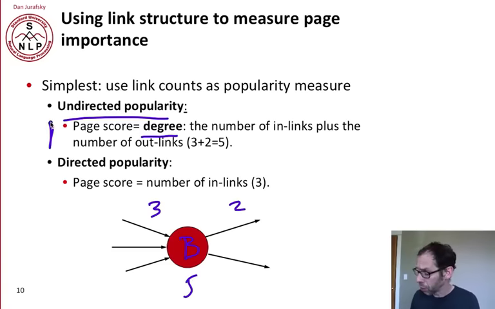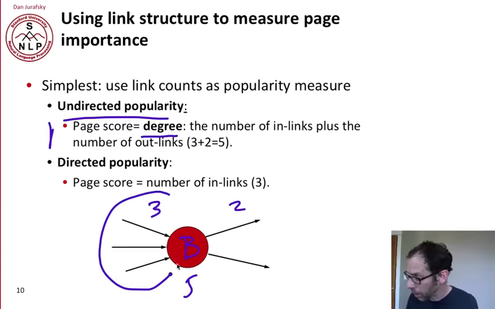Alternatively, we might just choose to use the number of inlinks. If people point to me, maybe I'm important. So we could use the number 3, the inlinks, as a kind of directed measure of popularity. Either of these is fine.